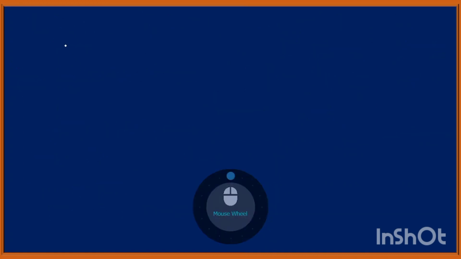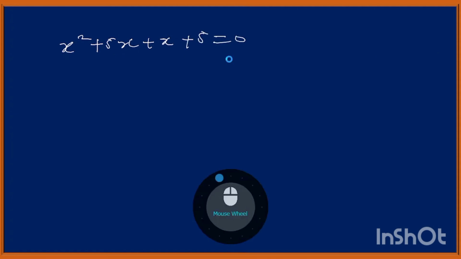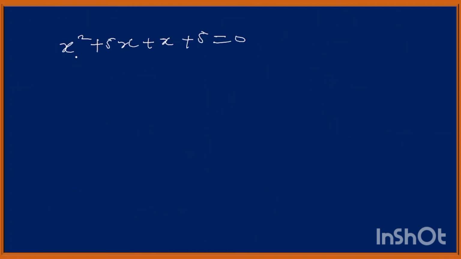So let me take it here. So x squared plus 5x plus x plus 5 equals 0. That is what we actually have. X squared plus 5x plus x plus 5 is equal to 0. So you can forward or back forward the video.